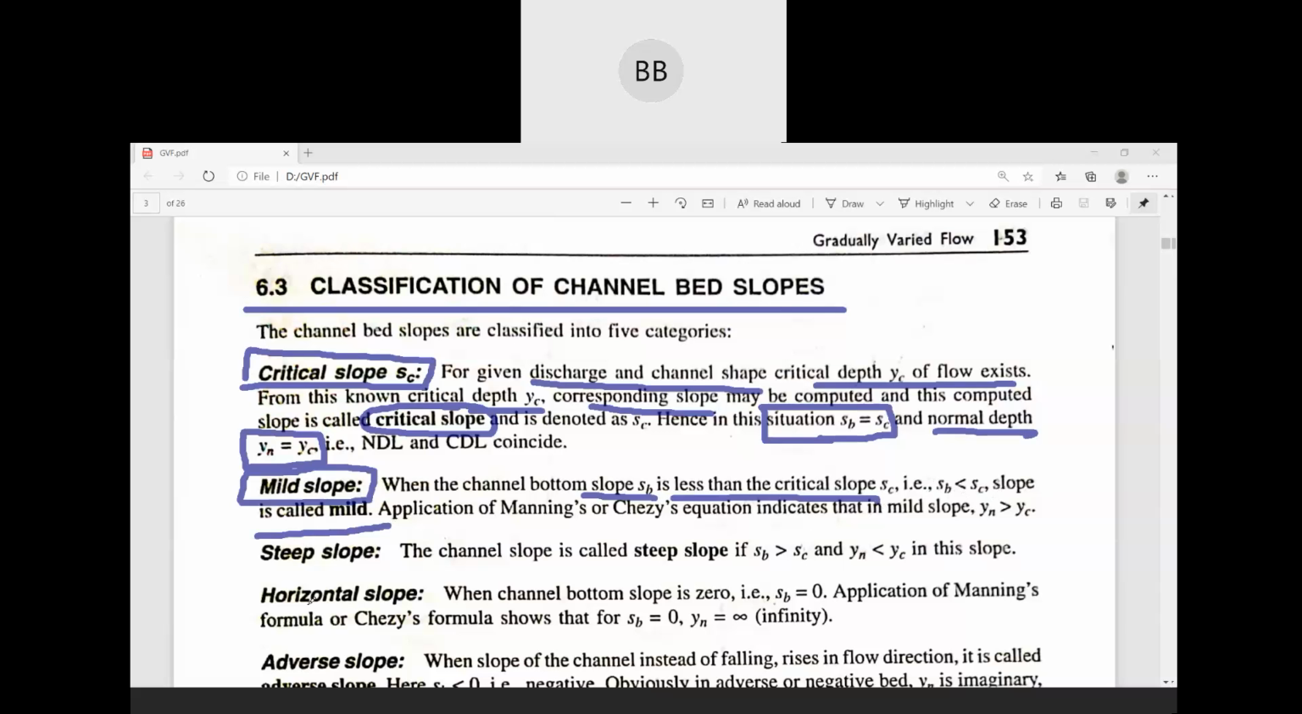So if your bed slope is the same as your critical slope, then we can say that the slope is critical slope. If your bed slope is less than the critical slope, then you can say the slope is mild. If it is greater than critical slope, then you can say that the slope is steep slope. Here, in mild slope, your normal depth is greater than critical depth, and in the third, steep slope, your normal depth is less than critical depth.